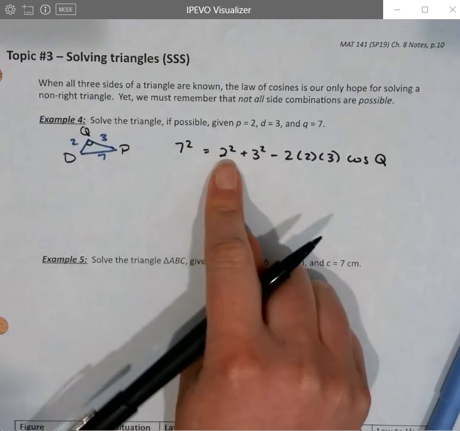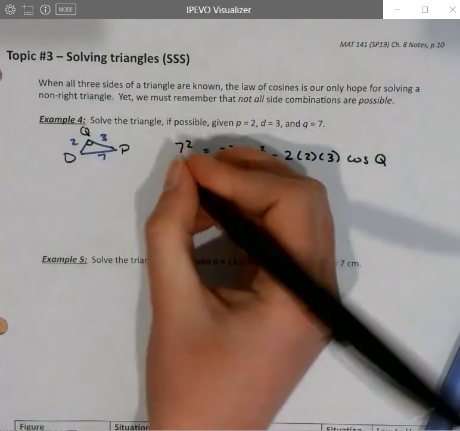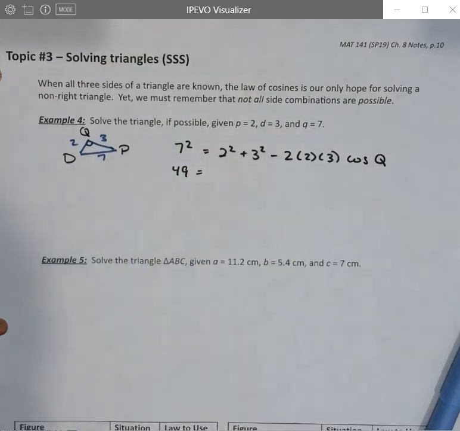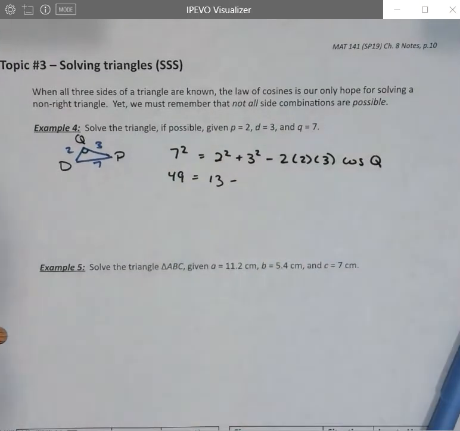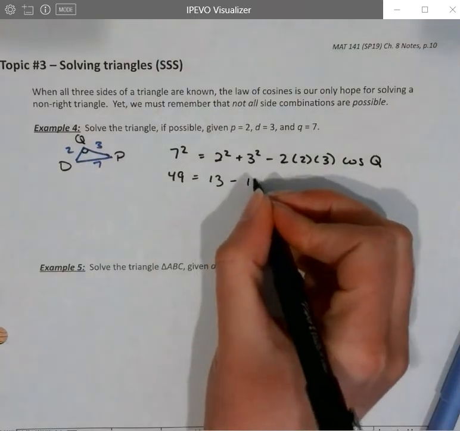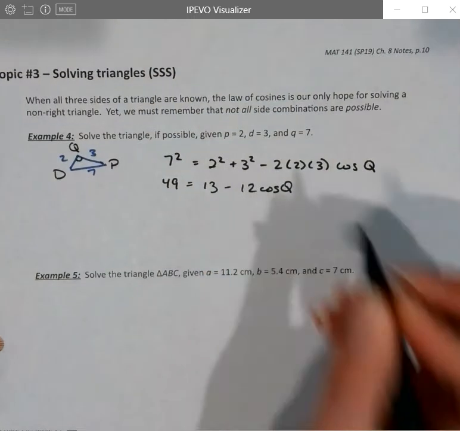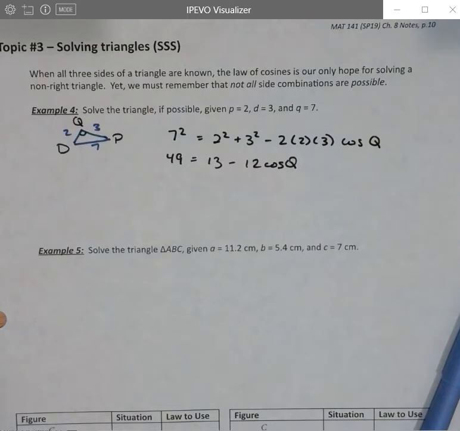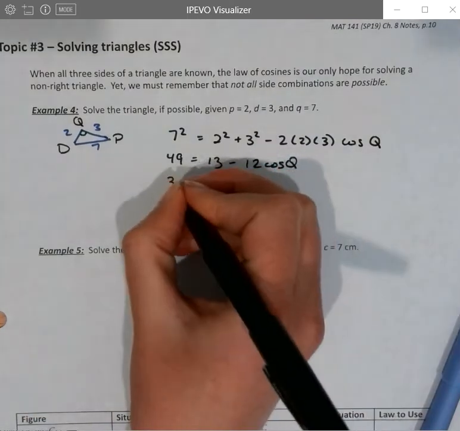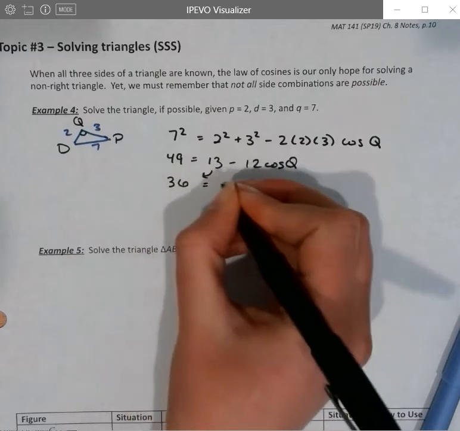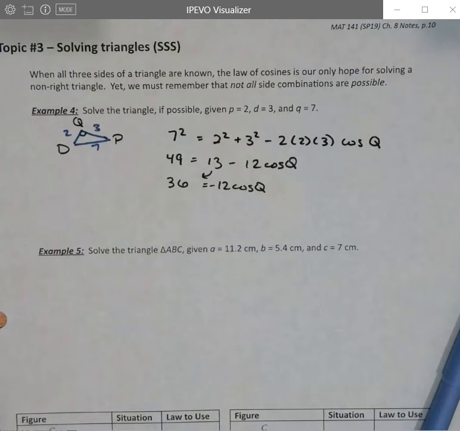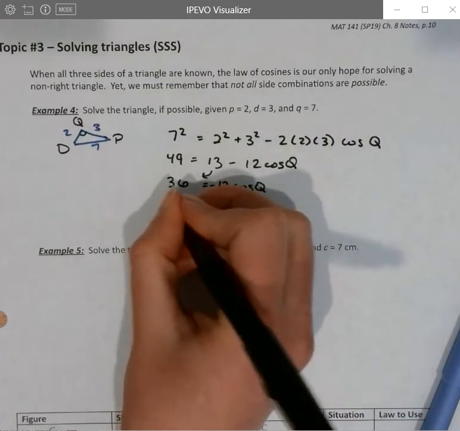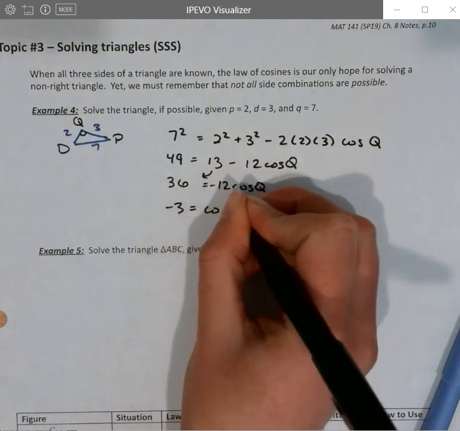Okay, so let's simplify our numbers. So that 7 squared is, of course, 49. And then our 2 squared 4 plus our 3 squared 9 is 13, minus 2 times 2 times 3, which is 12, cosine Q. Okay, so if I subtract the 13 over, 49 minus 13 is 36, equals negative 12 cosine Q. And then if I divide by 12, I get negative 3 equals cosine Q.